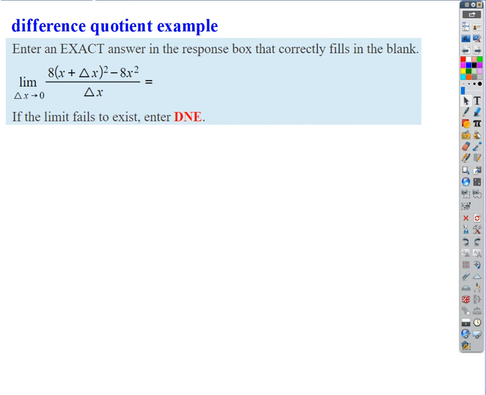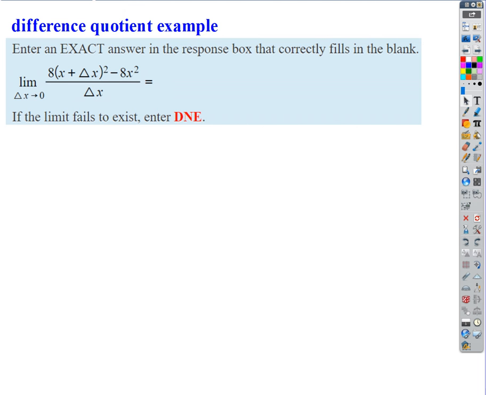Okay, so we got this bizarre limit. This is actually something we call a difference quotient for reasons that will be clear later. What do we always want to try to do with the limit first? Want to try to directly substitute. Now, what's weird about this one, though? There's x's and delta x's.